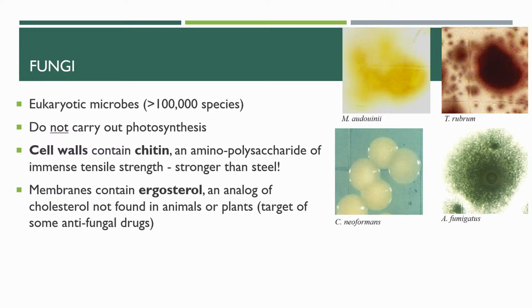So fungi are microbes as well. They're eukaryotic. There's so many different species, and they don't carry out photosynthesis. One key feature about fungi is that they have cell walls similar to plants, but the cell walls are composed of chitin, a really, really strong polysaccharide. We'll talk more about chitin in cell walls, and we'll look at some of their structures under the microscopes in lab.